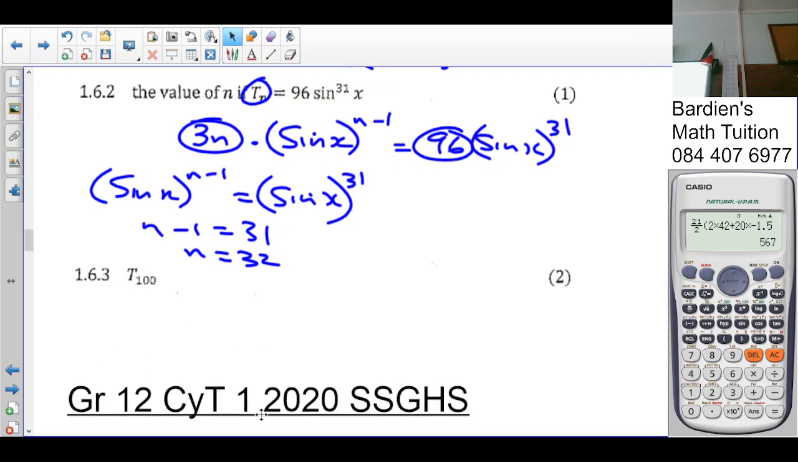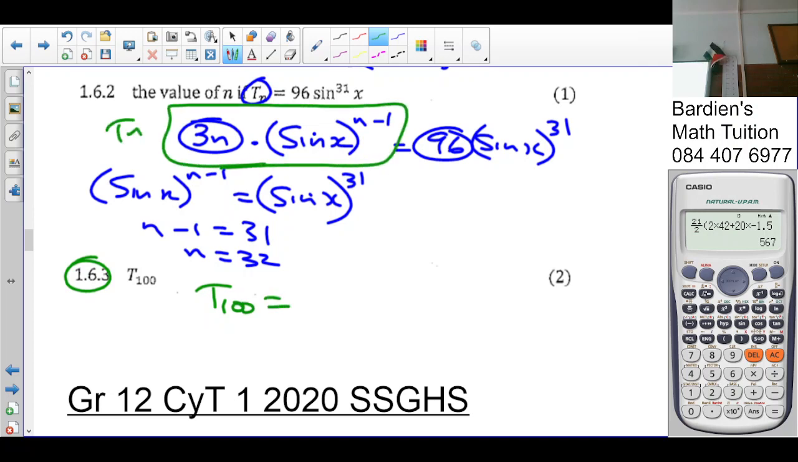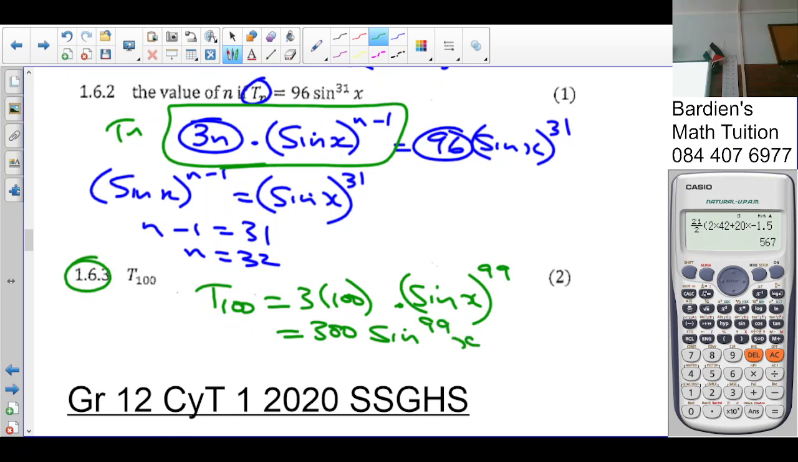In 1.6.3, they want you to work out T100. So T100, again that's my formula, Tn. So it's going to be 3 times 100 times sine x raised to the 100 minus 1, which is 99. So it's going to be 300 sine to the 99 of x. That was fairly simple there.